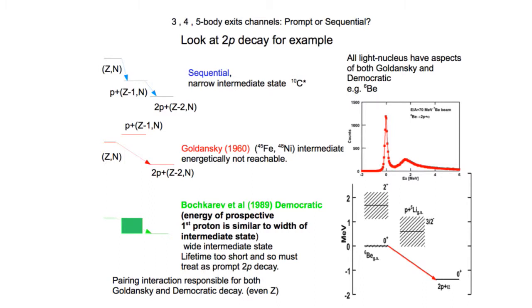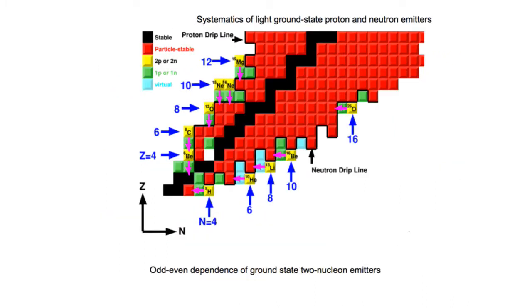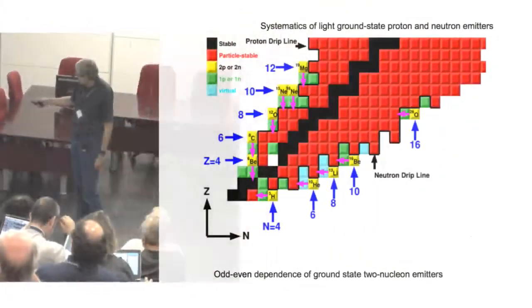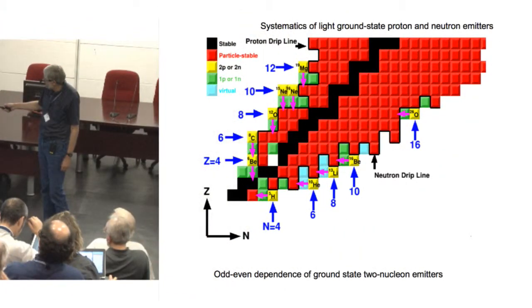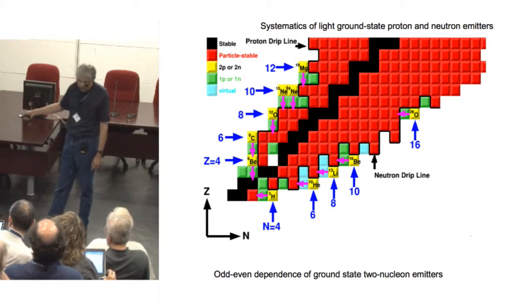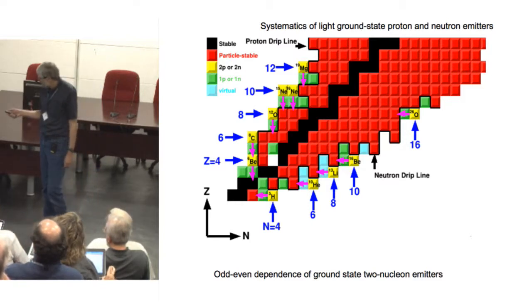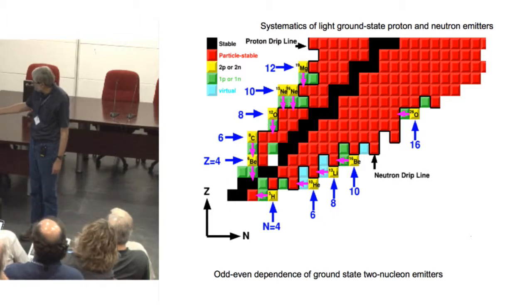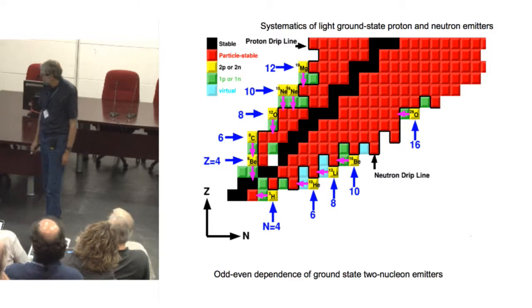One finds that these two proton emitters are always associated with even Z. So I have this plot here where the black and the red are within the drip lines, and you can see these ground state two nucleon emitters shown in yellow, and they're all in even Z. Of course, by similar arguments, two neutron emitters will also be even N, okay? So I showed you the beryllium-6. These are the other cases where two proton emission has been seen.